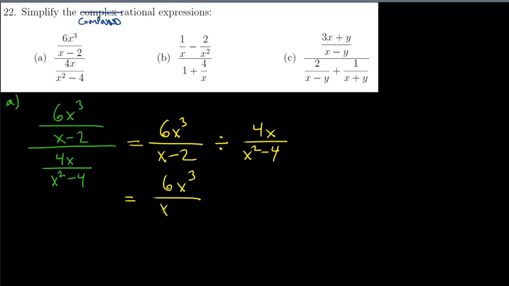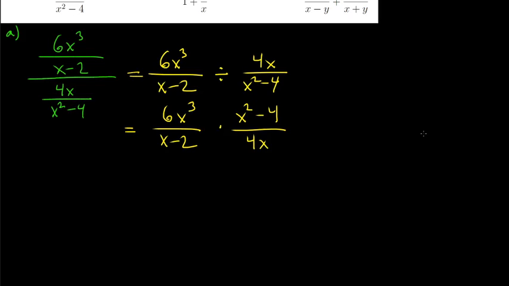But when you look at part A, what should be familiar to you here is just the fact that the numerator is a single fraction and the denominator is a single fraction. And fractions are just divisions, right? So we can think of this as 6x cubed over x minus 2 divided by 4x over x squared minus 4. And we did these already a long time ago. How do you divide fractions? You multiply by the reciprocal. So keep the first fraction, change this to multiply, and then just flip the second fraction over.